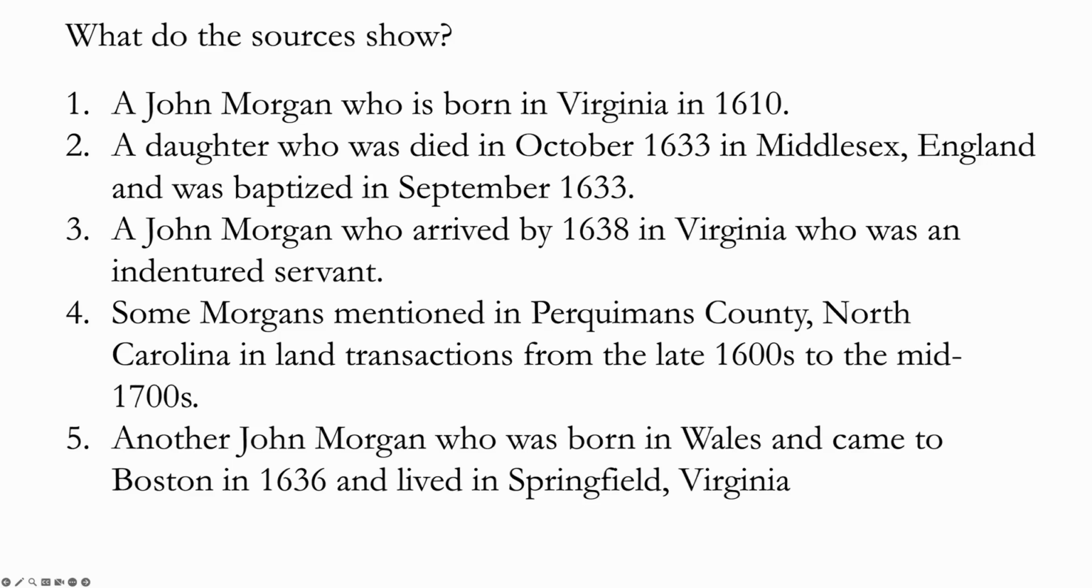Another John Morgan, who was born in Wales and came to Boston in 1636 and lived in Springfield, Virginia.